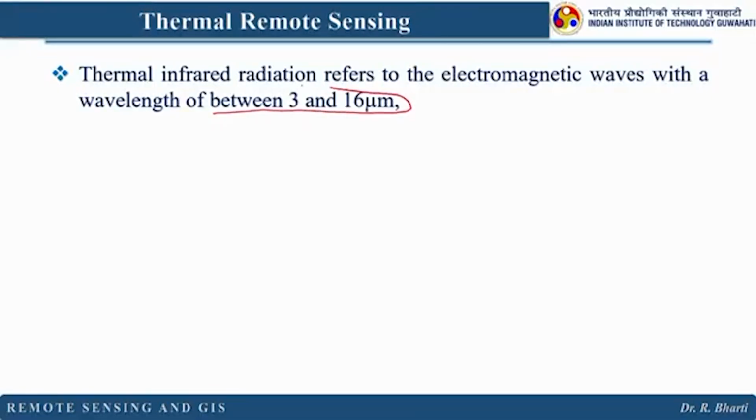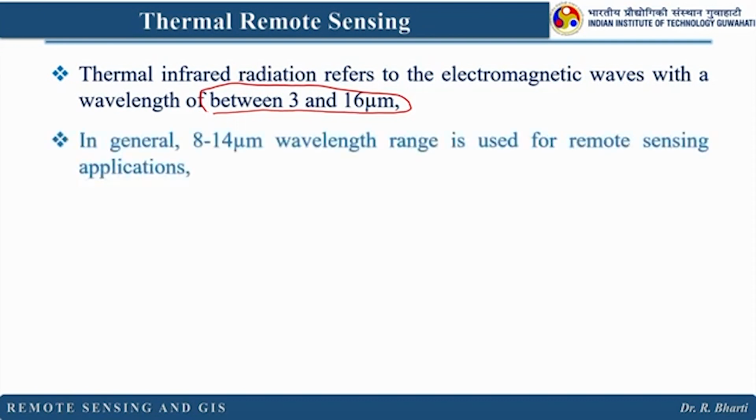So, let us understand the basics of thermal remote sensing. Thermal infrared radiation refers to the electromagnetic wave with a wavelength of between 3 to 16 micrometer, right? And the next point is, in general 8 to 14 micrometer wavelength range is used for remote sensing application. Why so? Because in 8 to 14 micrometer you have good atmospheric transmission.